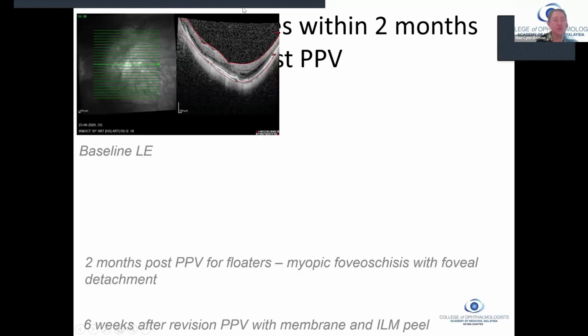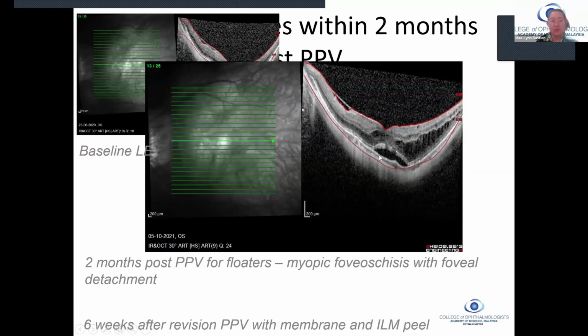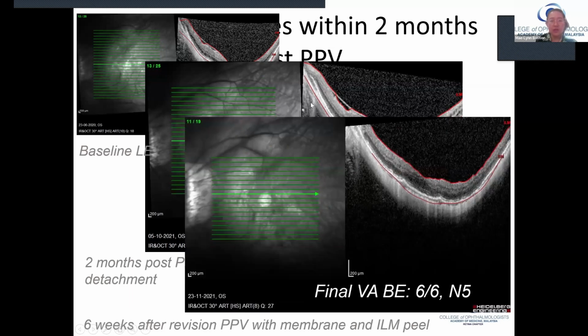The left eye also had the same thing happen to it, but this time there was a foveal detachment as well as foveal schisis, and this all came about months after the initial vitrectomy for floaters. Luckily, he got a good result.